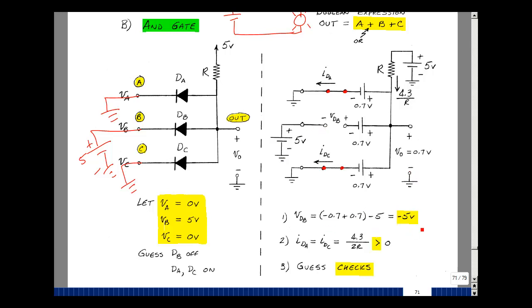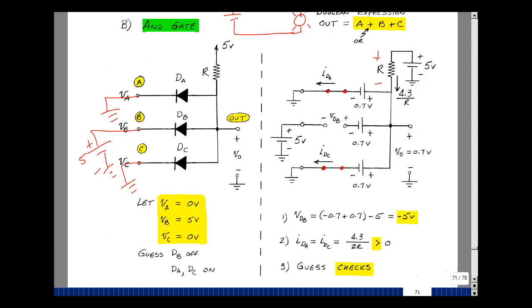So you have diodes off. The current that's in here is going to be equal to the current in here and the current that's in here. And the current in this resistor is the voltage across it, which is going to be 5 volts minus 0.7, or 4.3, divided by R. And then this current is the same as this current, so the current in the diode is going to be half of that. This is a positive number if the diodes are identical. And if they're slightly mismatched, it would also still be greater than 0 for each diode, just that one may have a little bit more than the other one. Our guess checks.